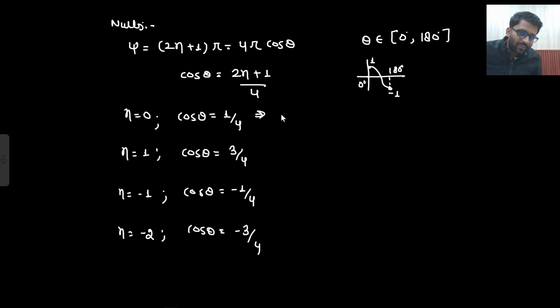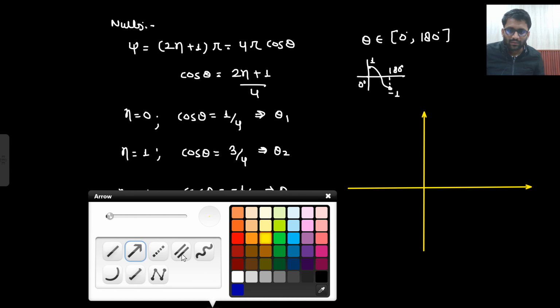So this would be some theta 1, this would be some theta 2, this would be some theta 3, and this would be some theta 4. I am not finding the location of nulls. I am just getting to know that between the range of 0 to 180 degree, there are 4 nulls. So if I draw the radiation pattern, what will I get to know? There will be 4 nulls.